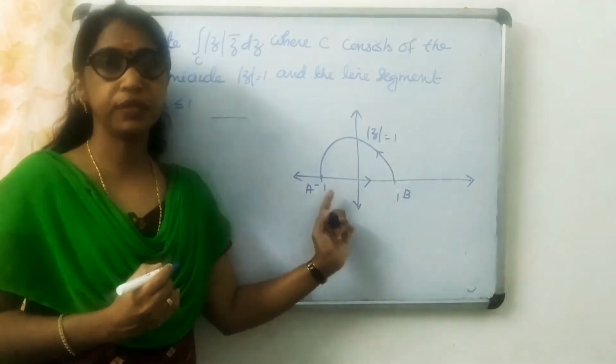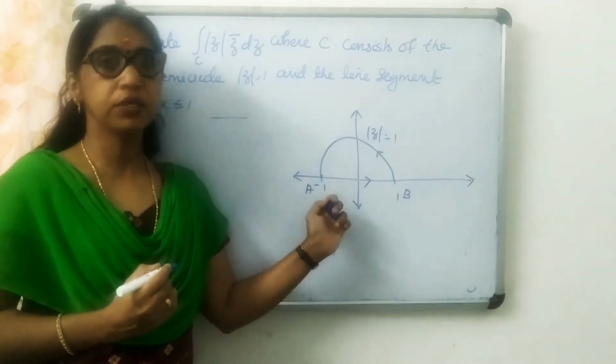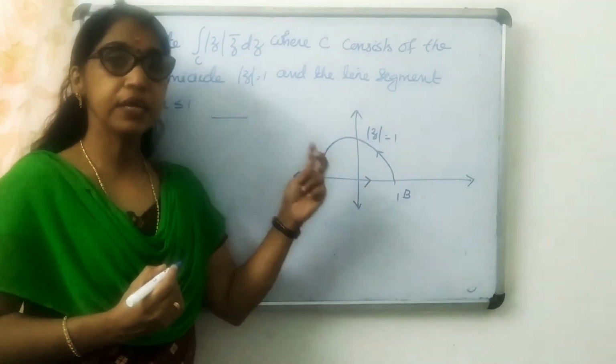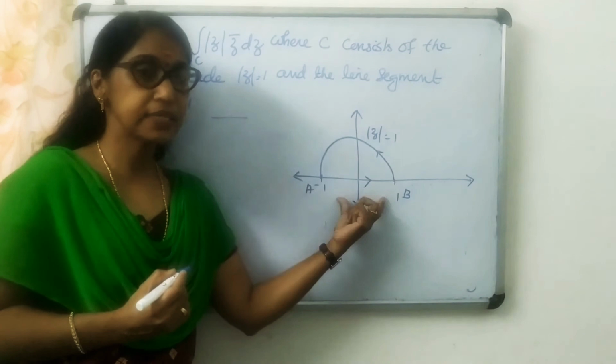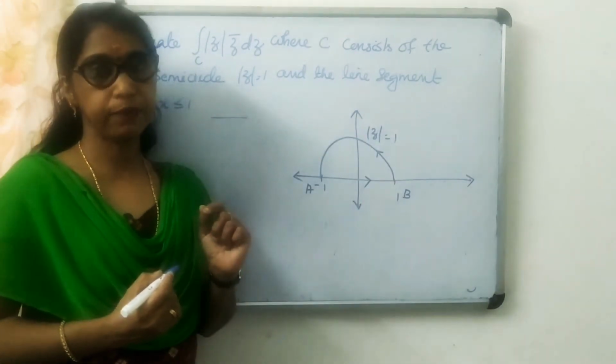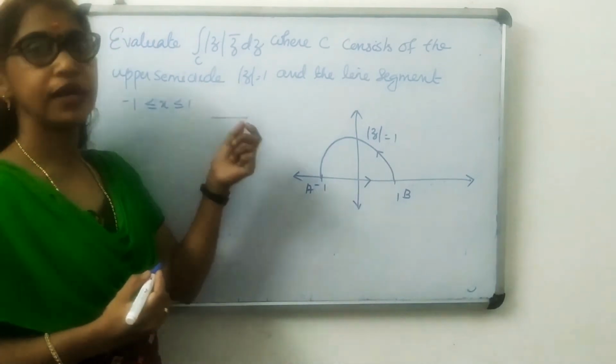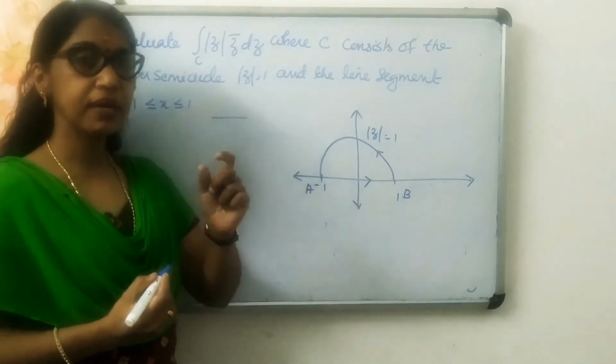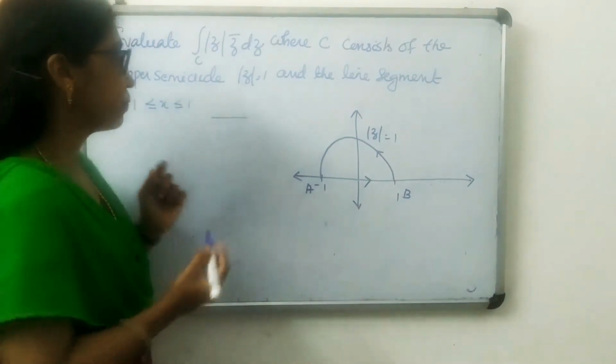We have to find out the integral along this path. So we find out the integral in two parts: first in the line segment AB and then over the semicircle. So first we have to write what is z, what is z bar and what is mod z, etc.